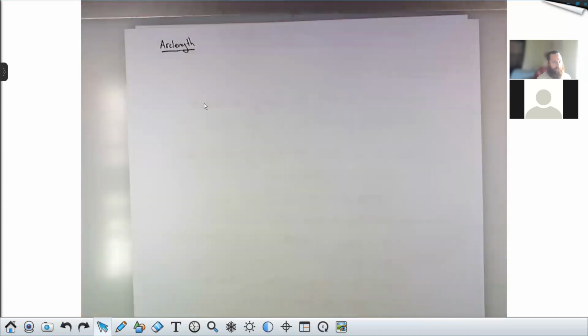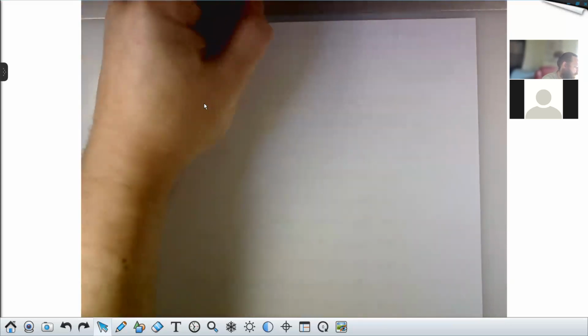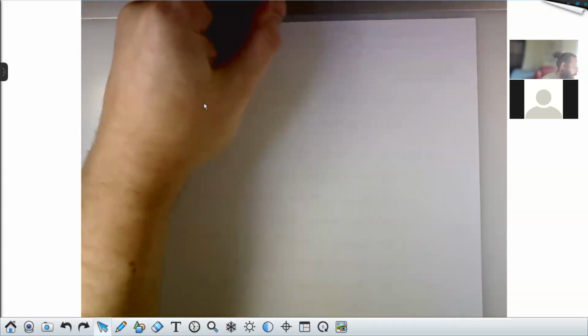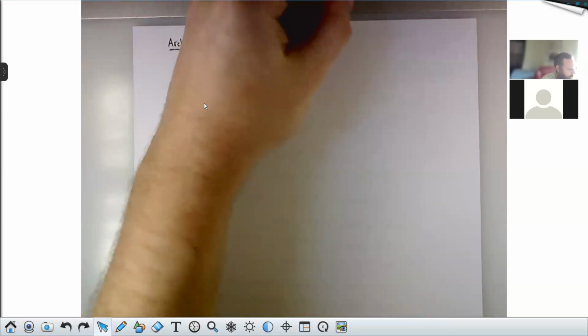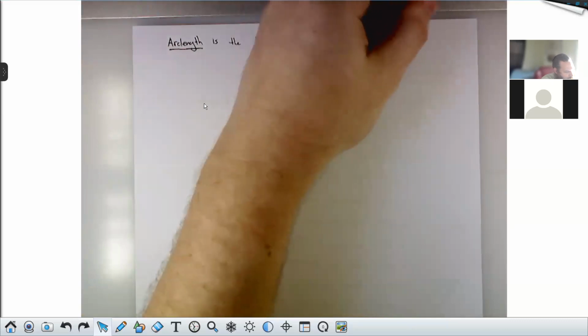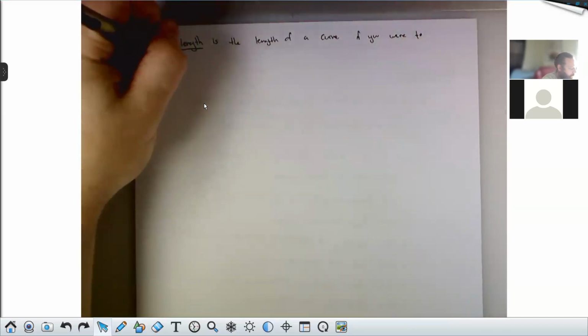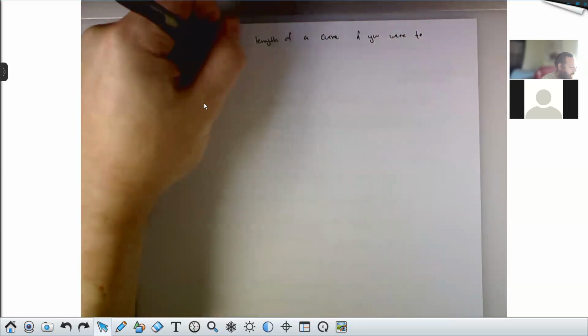Arc length is precisely what it sounds like. This is the length of a curve if you were to straighten and measure it.